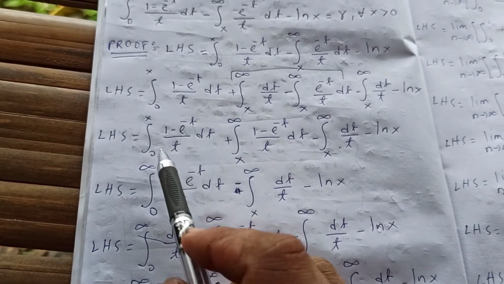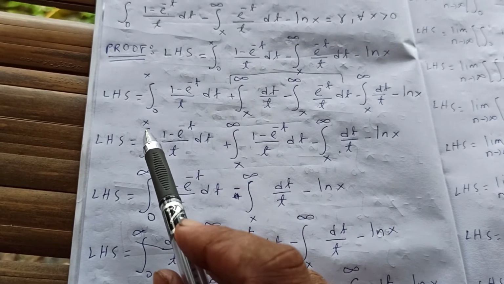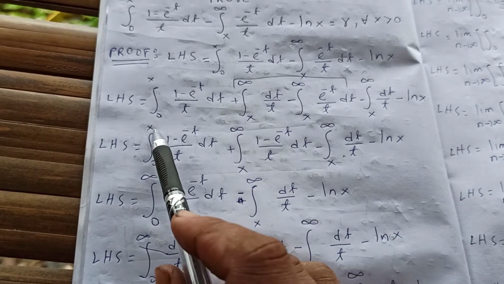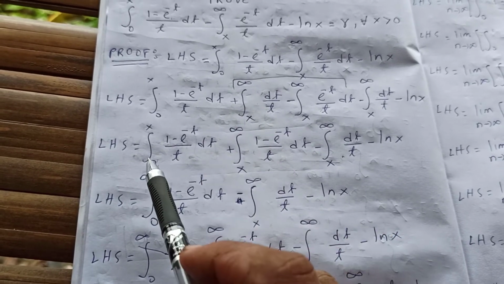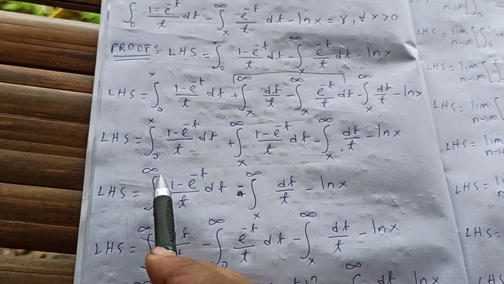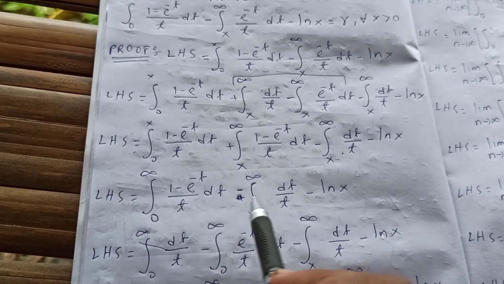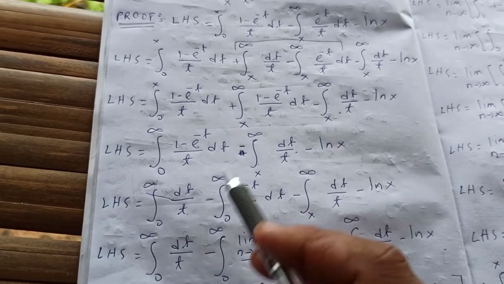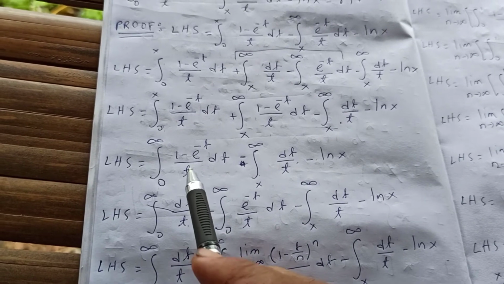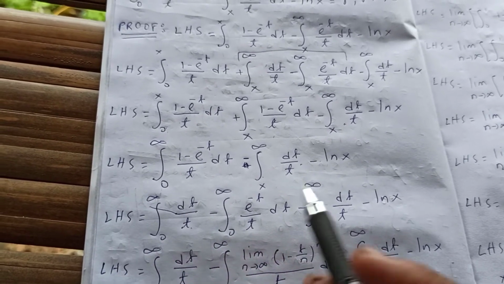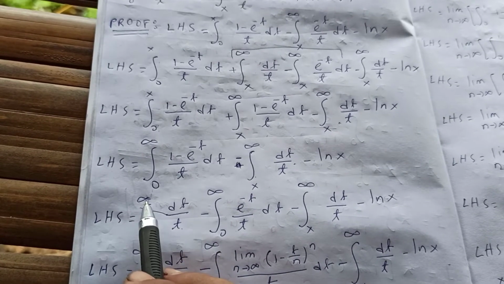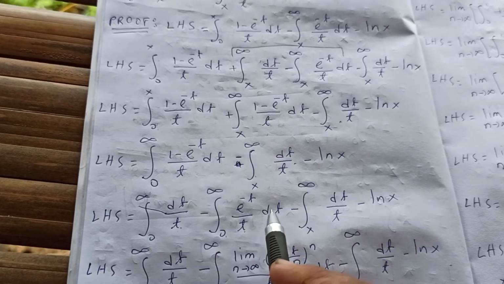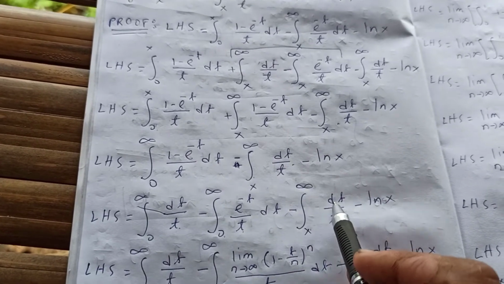If you see here, the integrand is the same, and the bounds of these two integrals are from 0 to x and x to infinity, which is the same as 0 to infinity. So we get the integral from 0 to infinity of (1 minus e to the negative t) upon t dt, minus the integral from x to infinity of dt upon t, minus log x. Now I'm going to break this one out again: the left hand side is equal to the integral from 0 to infinity of dt upon t, minus the integral from 0 to infinity of e to the negative t upon t dt, minus the integral from x to infinity of dt upon t, minus log x.